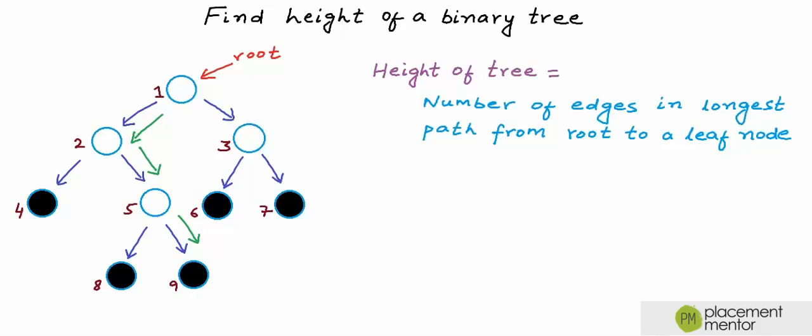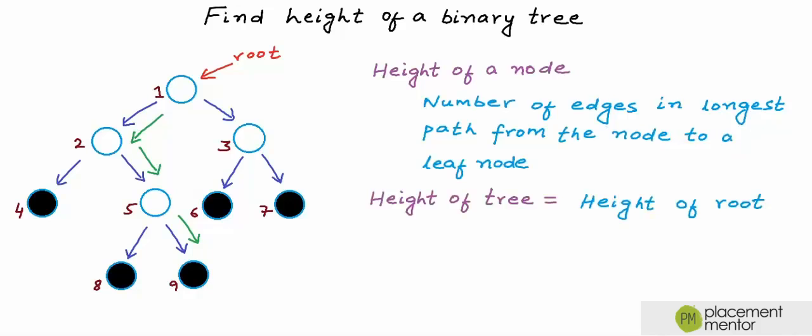Actually, we can define height of a node in the tree as number of edges in longest path from that node to a leaf node. So height of a tree basically is height of the root node. In this example tree, height of node 3 is 1, height of node 2 is 2, and height of node 1 is 3. And because this is the root node, this is also the height of the tree. Height of a leaf node would be 0. So if a tree has only one node, then the root node itself would be a leaf node, and so height of the tree would be 0. So this is definition of height of a tree.